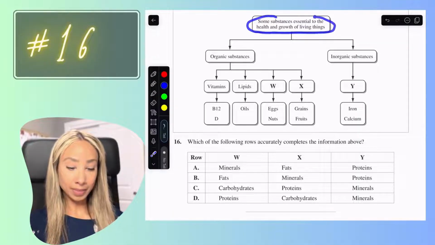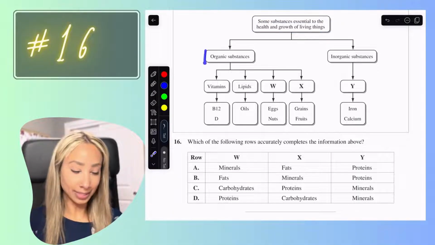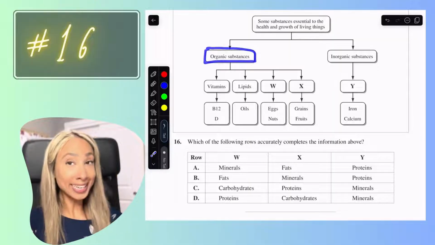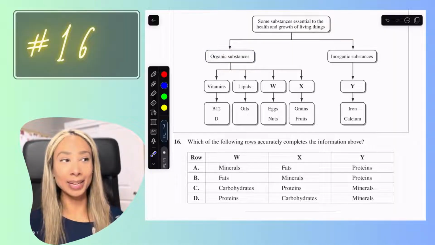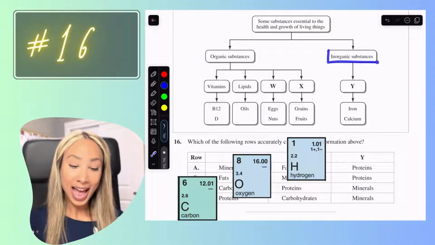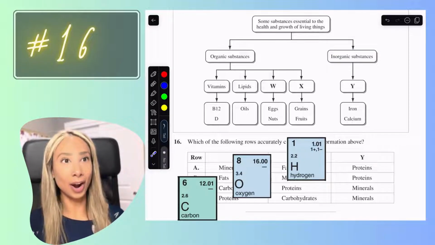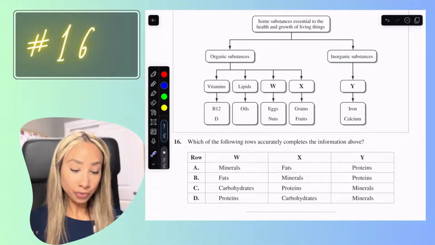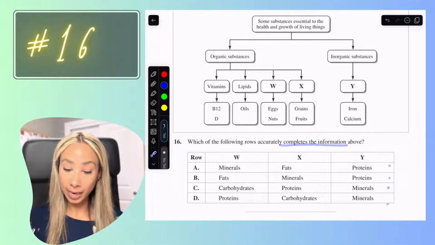They said here are some of the substances that are essential to basically living and growing for all healthy things. We've got our organic substances, which I'm hoping by now it's in your brain and you're thinking carbon, oxygen, hydrogen, and our inorganic substances, which just means it doesn't contain carbon, oxygen, hydrogen. So from this, we need to decide which of the following would fit the table below.